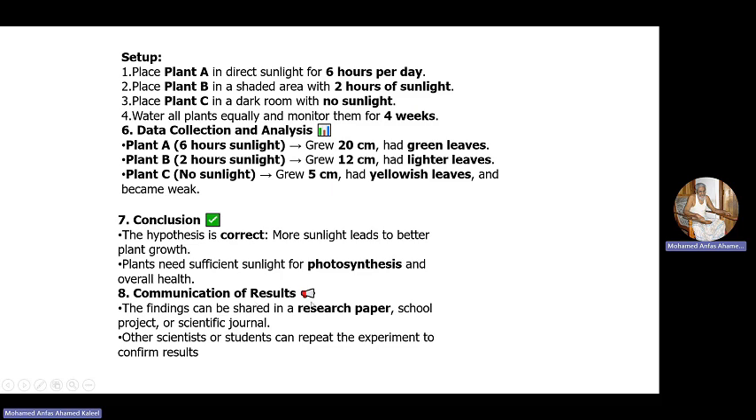Communication and results: the findings can be shared in a research paper, school project, or scientific journal. Other scientists or students can repeat the experiment to confirm the results, or these experiments can be an extension to the next experiment.